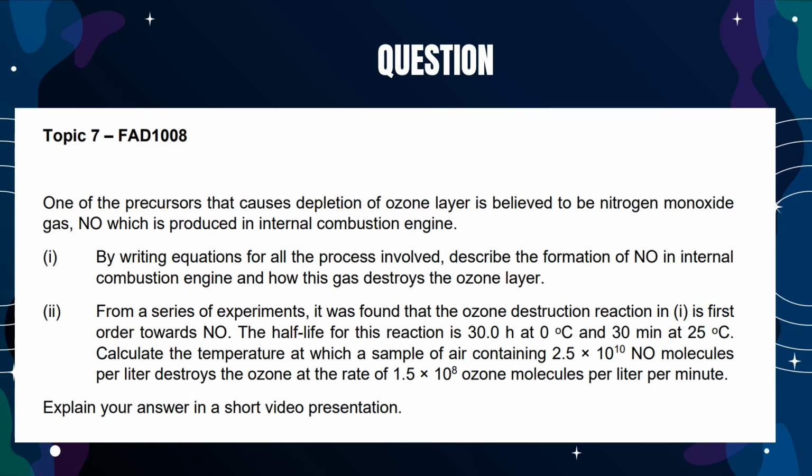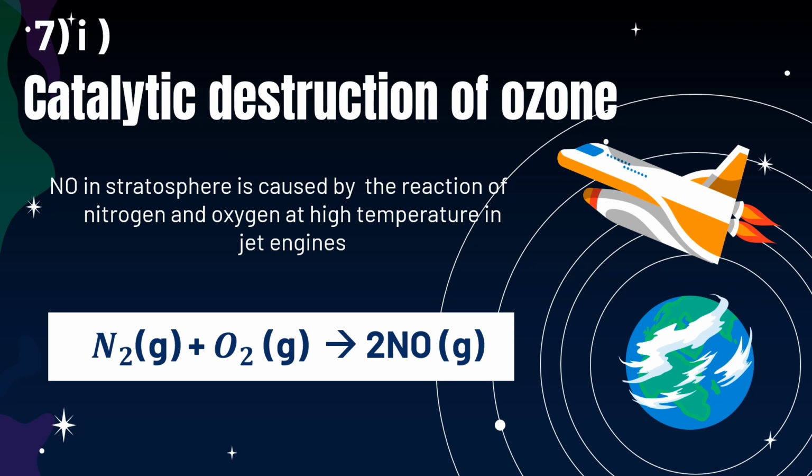Topic 7 FAD1008. One of the precursors that causes depletion of the ozone layer is believed to be nitrogen monoxide gas, NO, which is produced in internal combustion engines. First, Roman 1: by writing equations for all the processes involved, describe the formation of NO in internal combustion engines and how this gas destroys the ozone layer. So, the answer is, this process is called catalytic destruction of ozone.